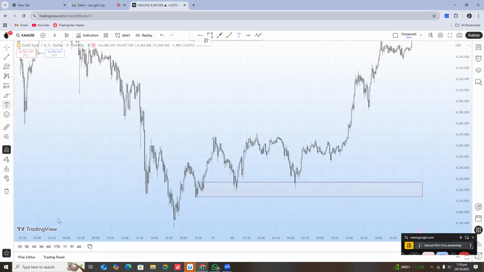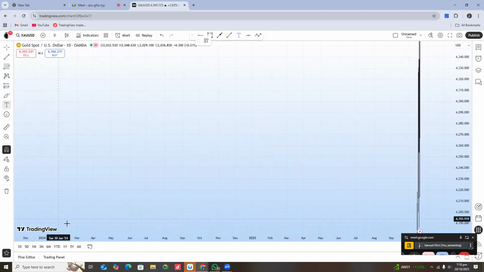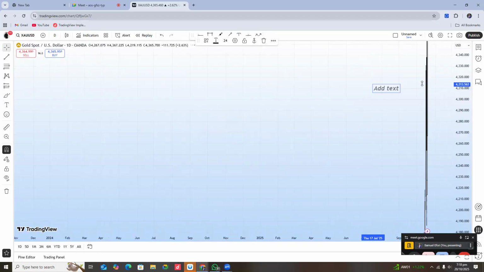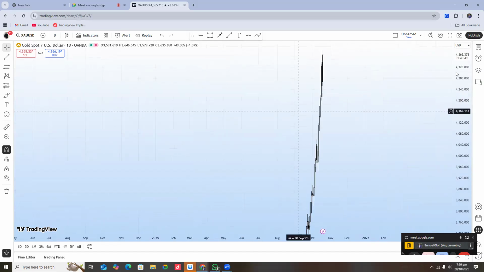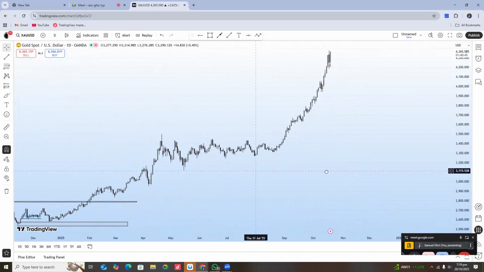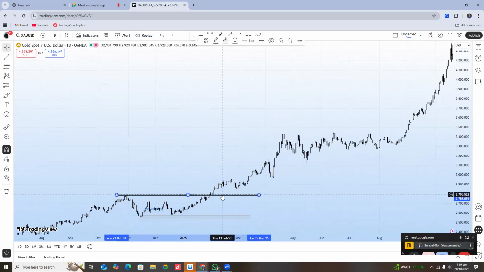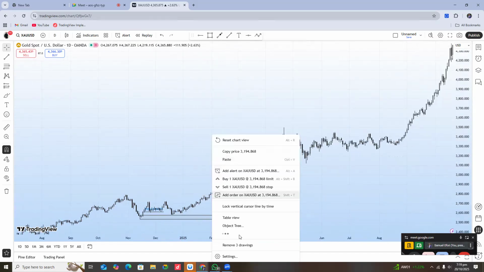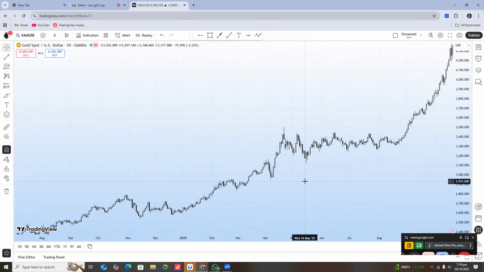So first, I will zoom this to the daily time frame. Okay. I have to adjust it so that it will appear nice to all of us. Okay, let me just take them all off.